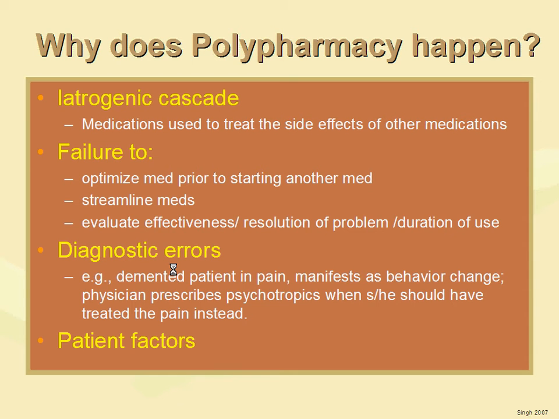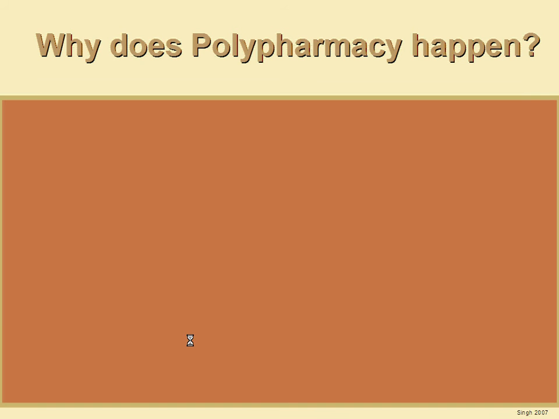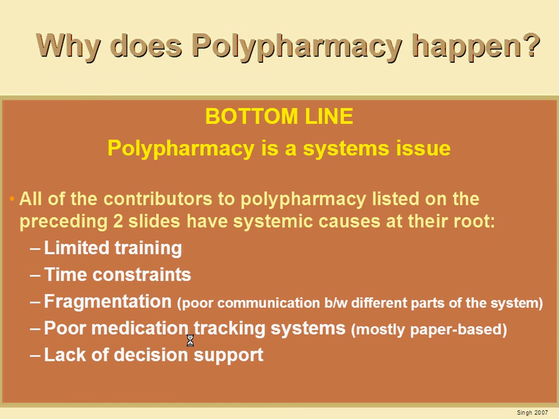Then there's iatrogenic cascade, which I said we'll come back to later. Then there's failure to optimize medications before starting new medications. There's failure to streamline medication. There's failure to evaluate effectiveness. Is the medicine working? If not, we should probably stop it. Has the problem resolved? If so, we should stop it. And there's diagnostic errors, as you can see. And there are other patient factors. But the bottom line is that polypharmacy is a systems issue.